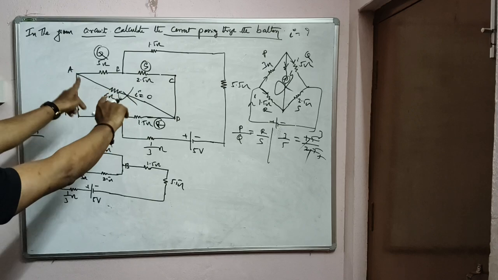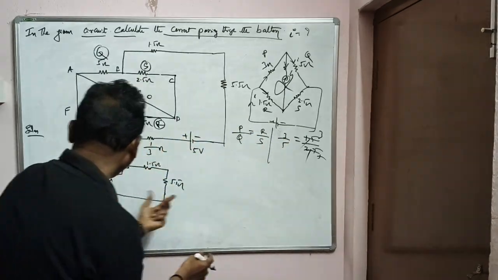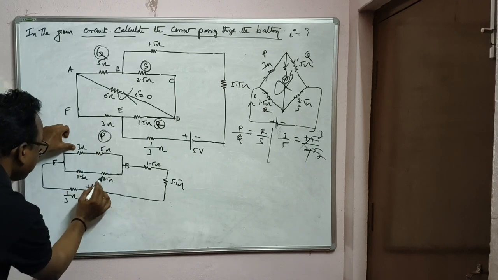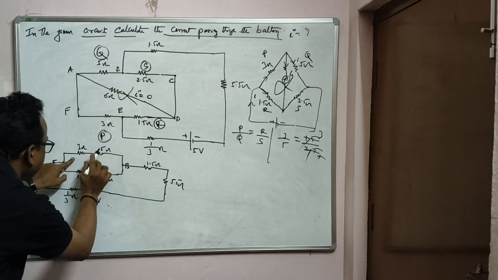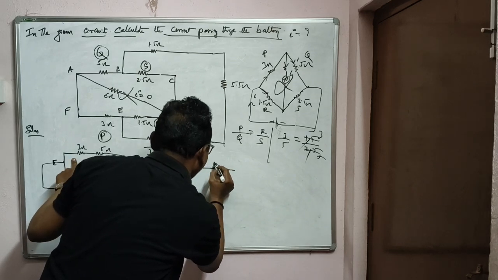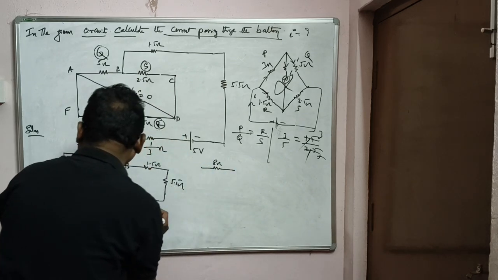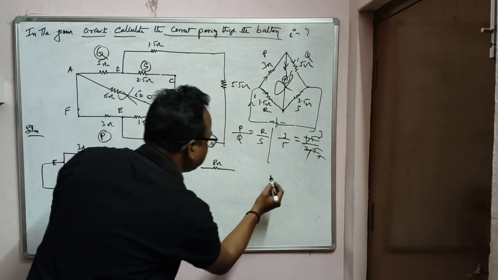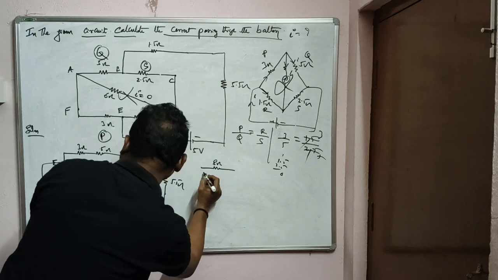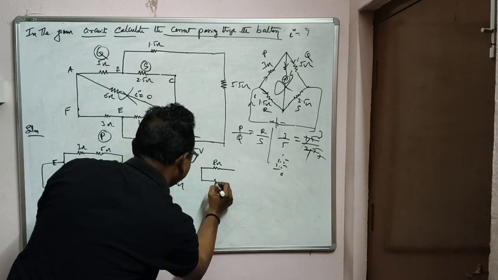Now final connection after solving the Wheatstone bridge, this is the exact one. Now it is easy, no? These two series, again parallel. Series, 5 plus 3, how much? 8 ohms. Again 1.5 plus 2.5, series again, that is 4 ohms.